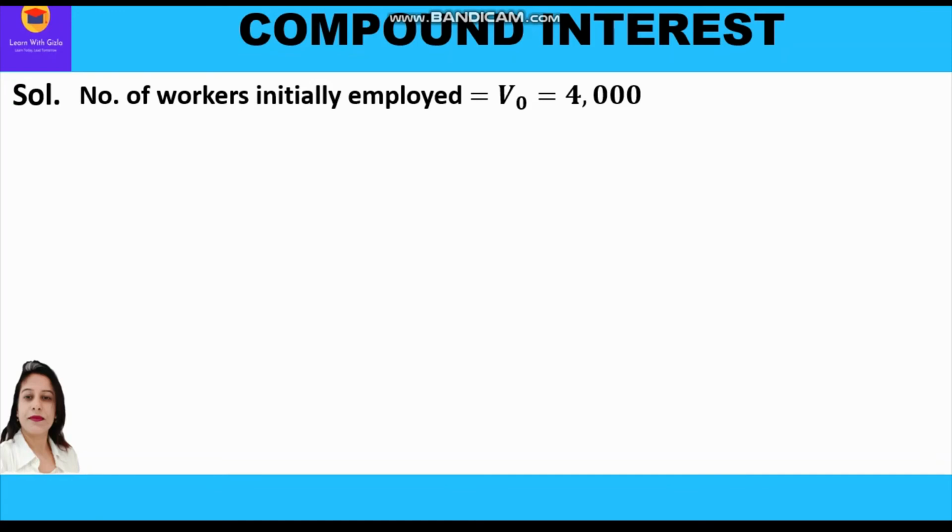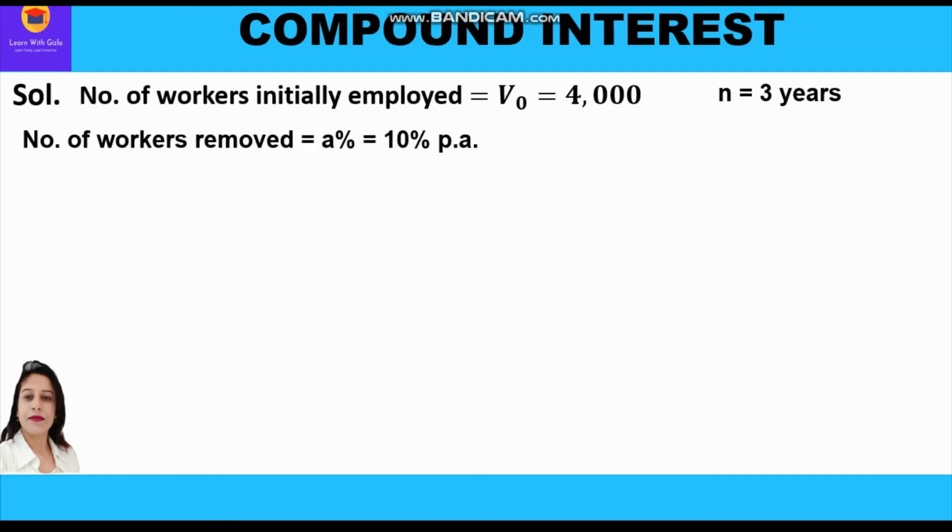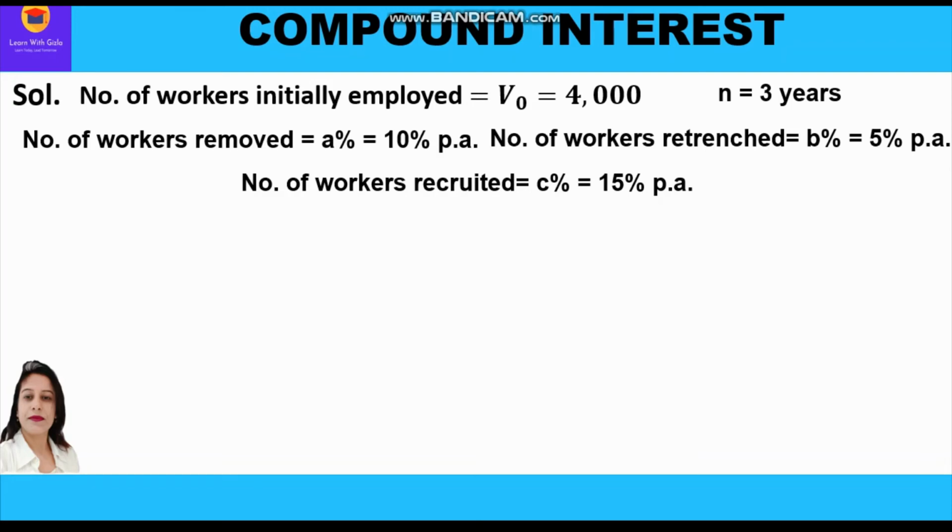Number of workers initially employed by the builder were 4,000. Total time period is 3 years. In these 3 years, every year there has been a change in the number of workers. Like in the first year, the number of workers removed were 10%. So let's say A percent is 10%. In the second year, the number of workers retrenched were 5%, or we can say B percent is 5%. But in the third year, in order to complete the work on time, he had to recruit a few more workers. So the number of workers that were recruited, let's say it is C percent, are 15%.